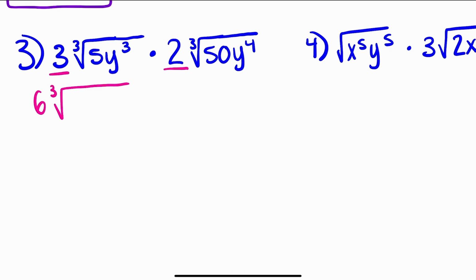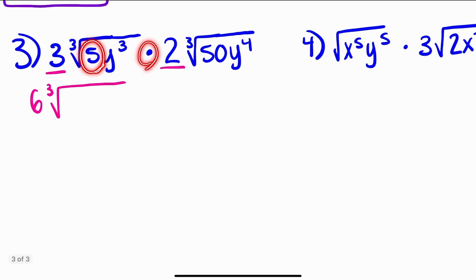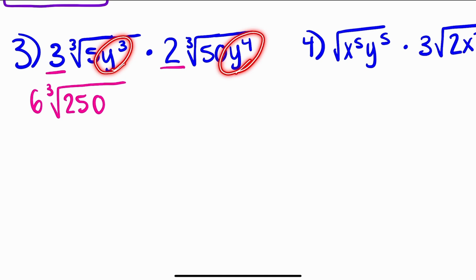And then let's multiply what's under these radicals. So 5 times 50 is what? 250. I have 3 y's here and 4 y's here. 3 plus 4 is 12, or is, I'm sorry, 7. That was exactly what I was about to tell you not to do, is don't multiply exponents. When you multiply, you add the exponents.